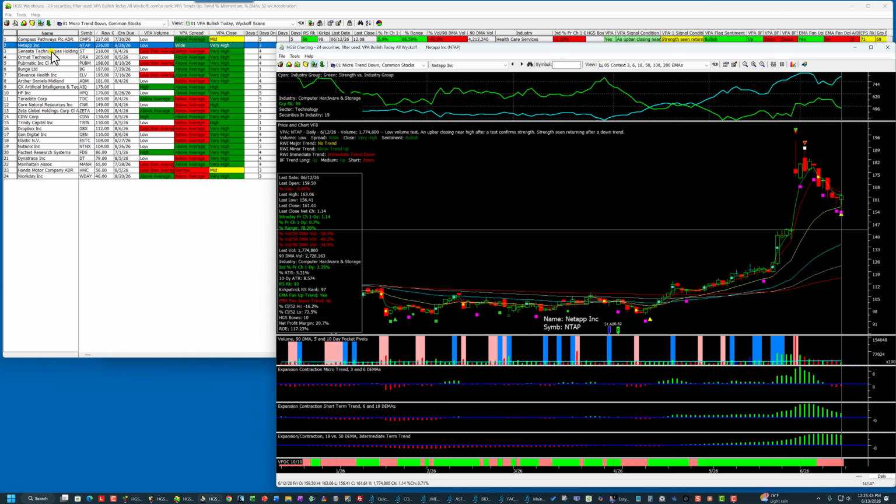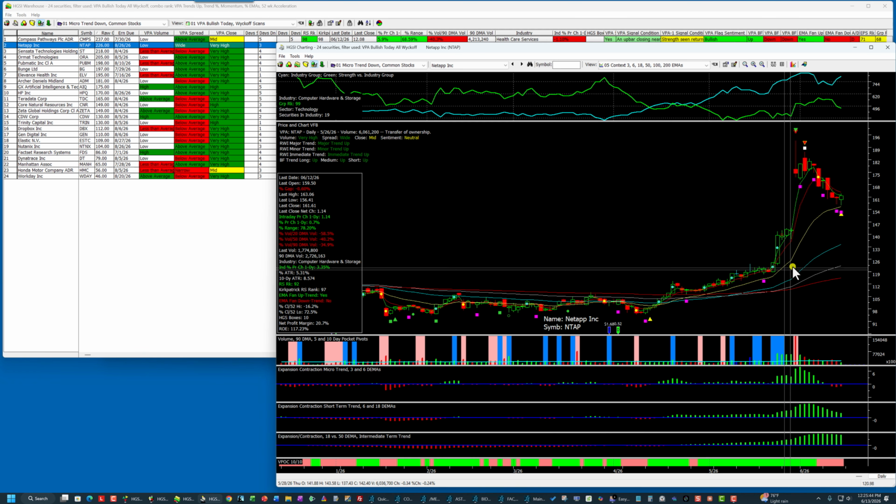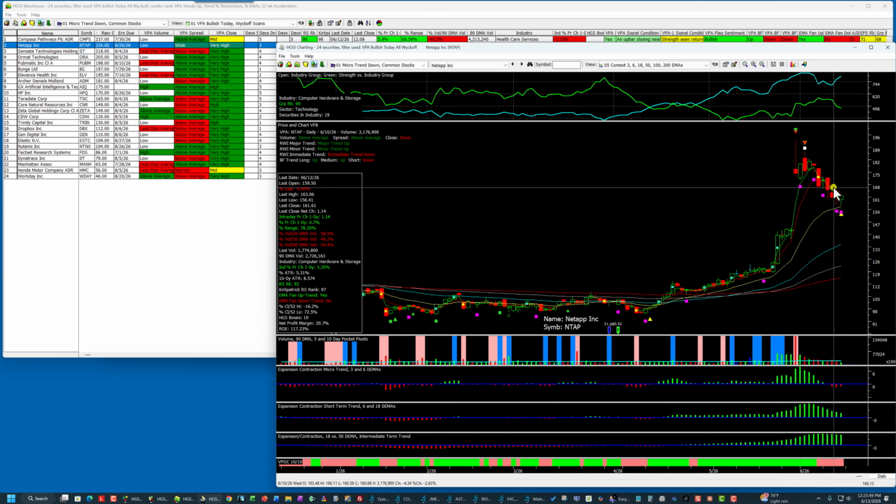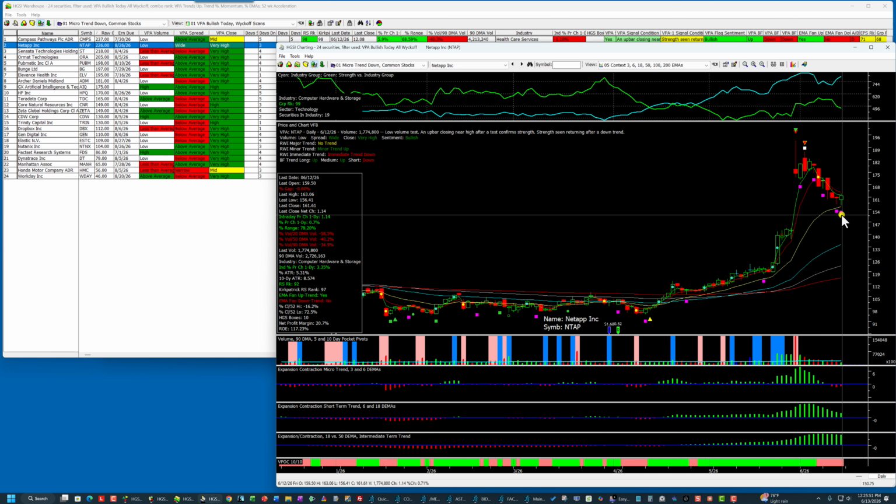Same thing. This stock has had a nice run up. It's pulled back, and we're seeing bullish sentiment now here with a test here and a test here and a confirmation of this text right here. Low volume bar test and up bar closing thereafter. The high confirms strength. Strength seen returning after a downtrend. And you can see the 3 is still below the 6.